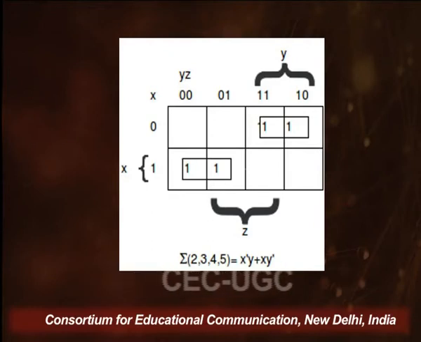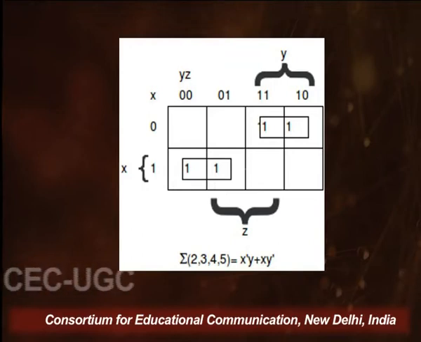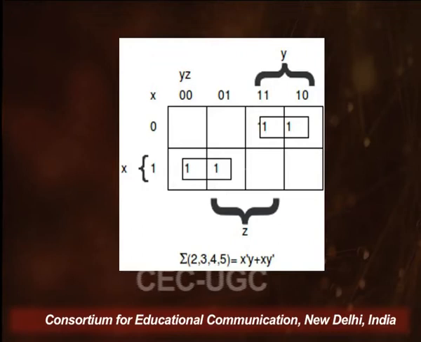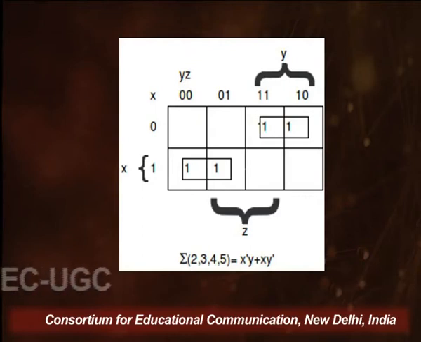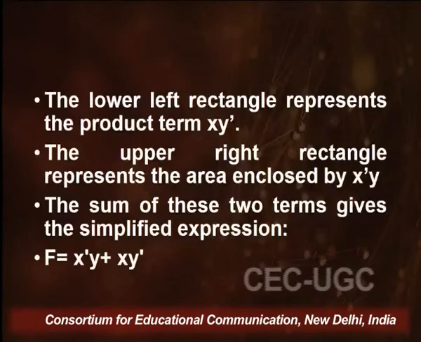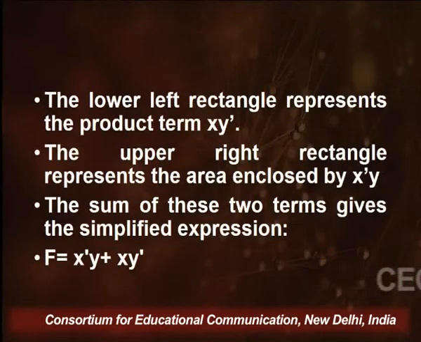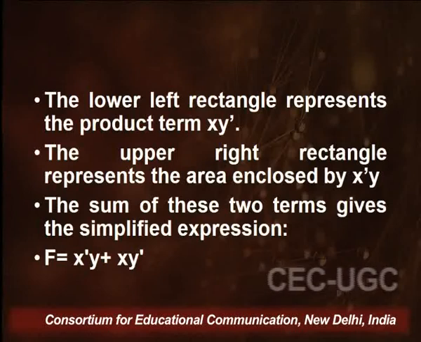Look at the second row. x remains constant, so we write down x. Again, y remains constant as y dash, so we note that down. z has changed from z dash to z, so we cannot write it down. So the simplified answer that we get out of this K-map is x dash y plus x y dash. The lower left rectangle represents the product term x y dash. The upper right one is represented by x dash y. The sum of these two terms will give us the final answer, which is x dash y plus x y dash.